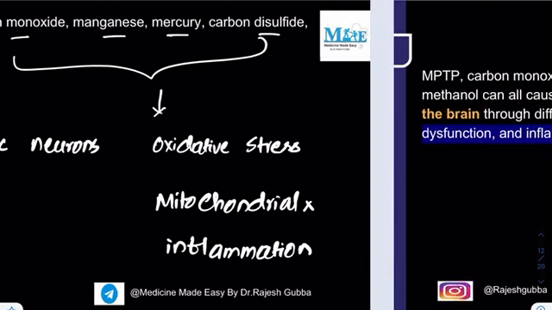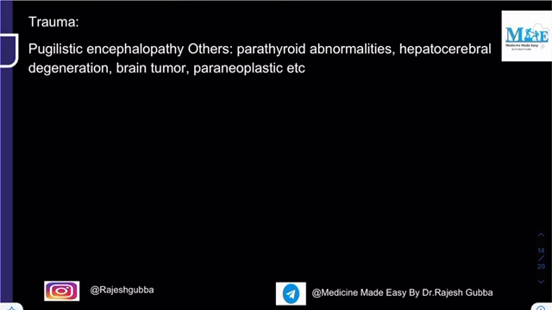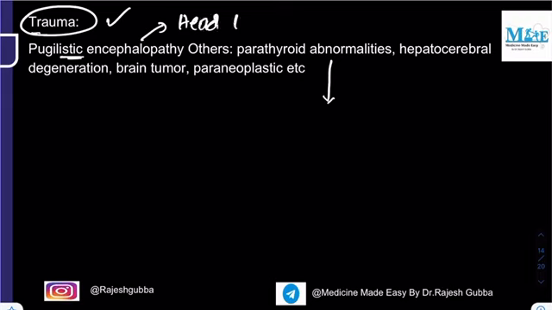Followed by that, we have certain cases of trauma that are also responsible for secondary Parkinsonism, that is pugilistic encephalopathy. Pugilistic encephalopathy is nothing but repeated head trauma.